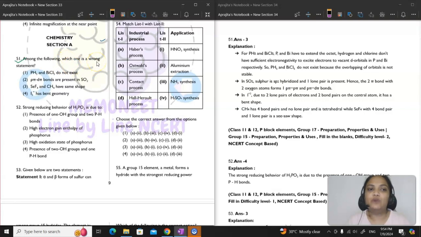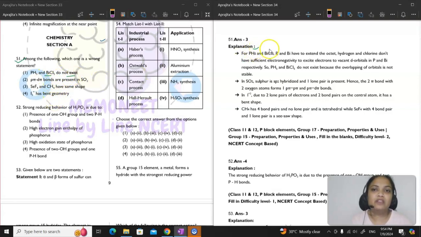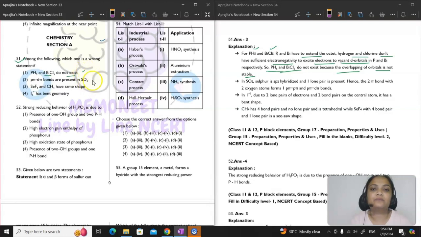Among the following, which one is a wrong statement? First is PH5 and BiCl5 do not exist. Now if I talk about PH5 and BiCl5, phosphorus and bismuth have to expand the octet. Hydrogen and chlorine don't have sufficient electronegativity to excite electrons to vacant d orbitals. So that is why the octet cannot be expanded. PH5 and BiCl5 do not exist because the overlapping of orbitals is not stable. So it's actually a correct statement.